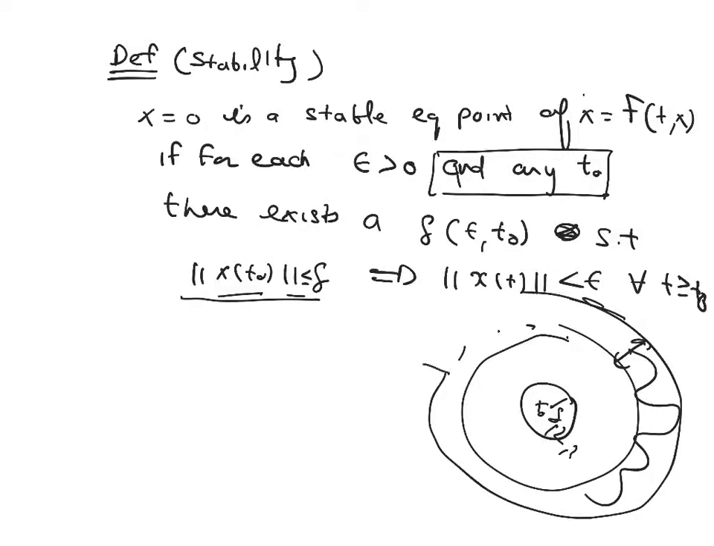The epsilon is a function in this case of both your delta and t0. So what was the boundary for your x0, how far you are from the origin, and when you started, affects the ultimate boundary of stability. If that is the case, then the system is called stable.